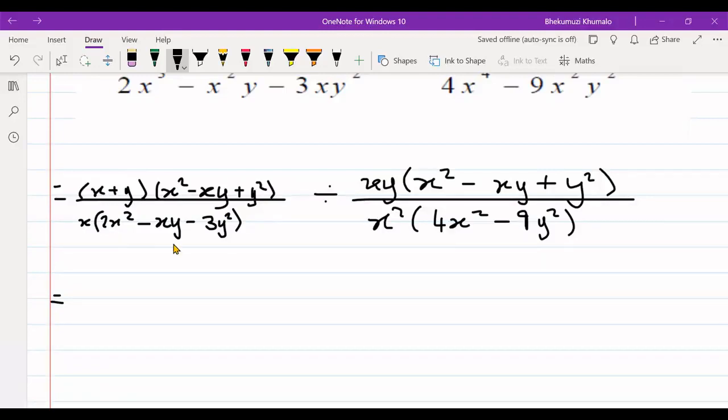Okay, we look at the bottom one in the denominator. So we have 2x squared minus xy minus 3y squared. Now, in this case, it can be factorized. So let's first write out the numerator as is.